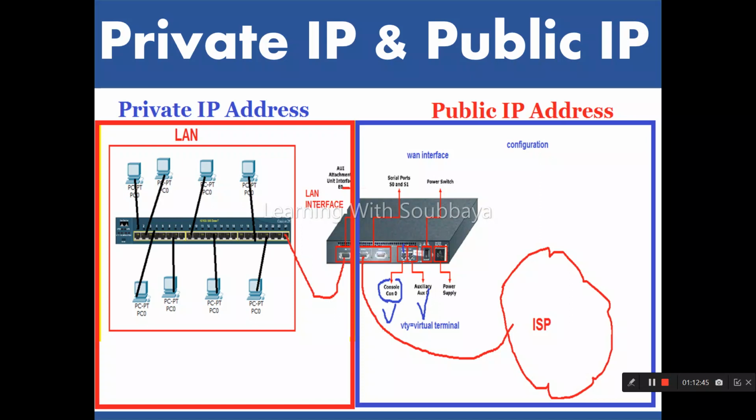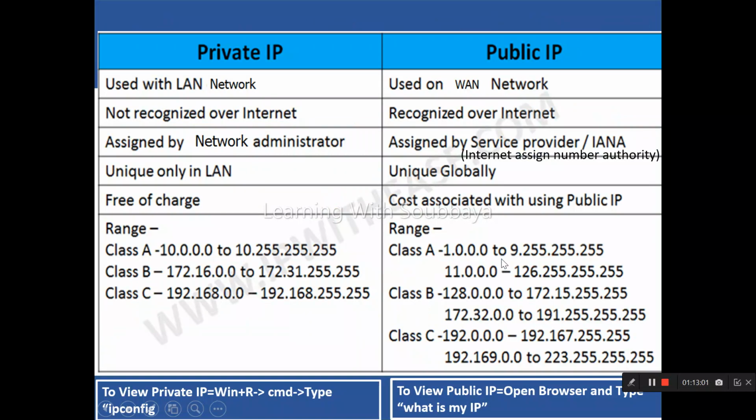The IP address which is available in the LAN is called a private IP. It might be your college, your company; all your devices will have private IP addresses. The devices available in the WAN, the internet, will have public IP addresses. That is the difference between private IP and public IP. One is used in the LAN, the other in the WAN. A private IP is not recognized over the internet. The devices on the internet do not recognize the private IP.